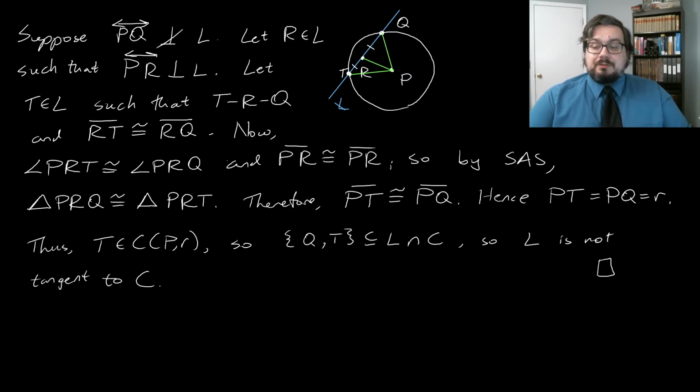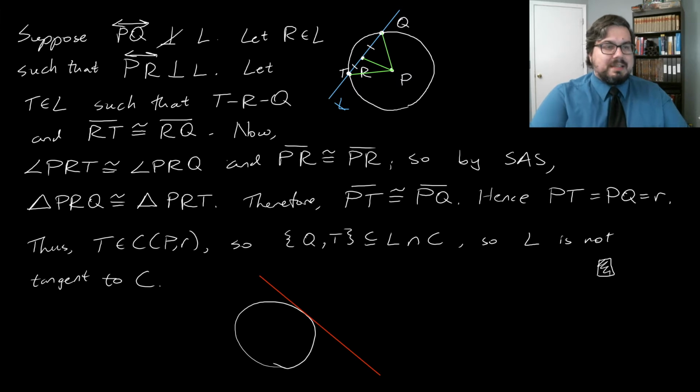which finishes the proof. So we have an equivalent condition for what it means for a line to be tangent to a circle. In order for a line to be tangent, it must be perpendicular to the radius of the circle that goes to the point where it intersects the circle. That's the only way to get a tangent line.